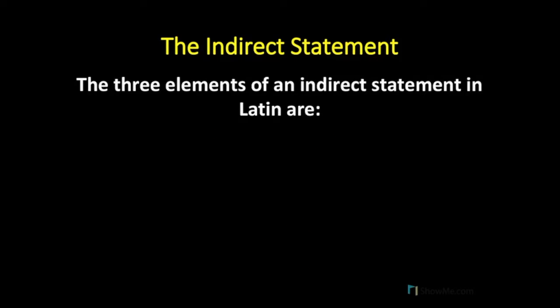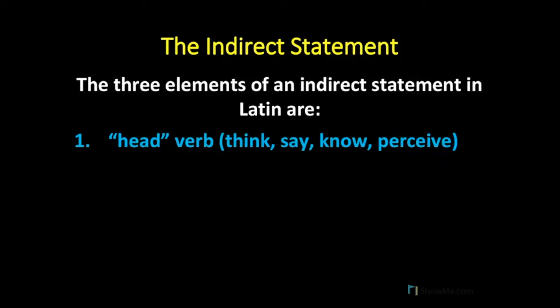Now, there are three main elements in Latin that make up an indirect statement. The first is what I call a head verb. This is a verb of, generally speaking, thinking, saying, knowing, or perceiving. Remember that we need to express an idea or action through a person's point of view. So this introductory verb will need to be a verb of either mental or physical perception.